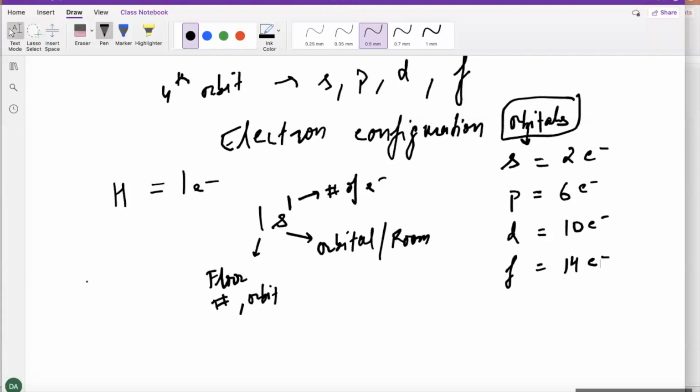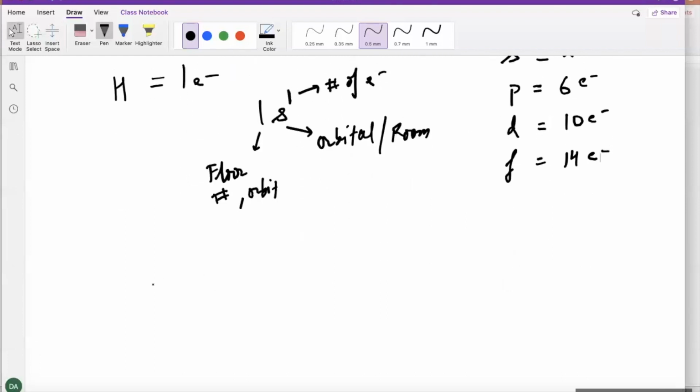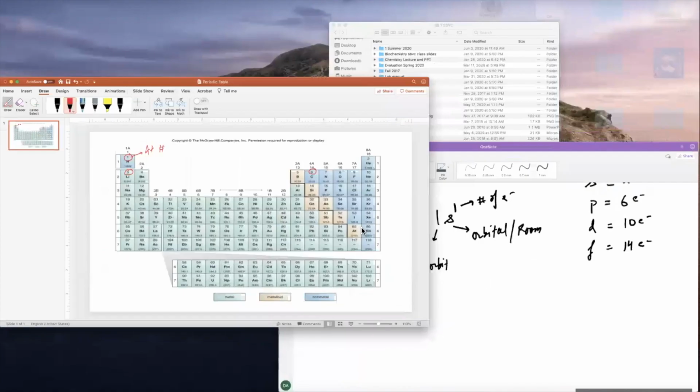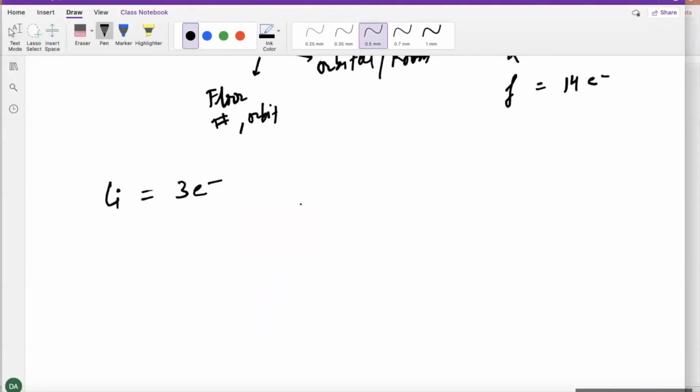Okay, now we did the hydrogen, so now let's do the next example, which is lithium. So guys, lithium has 3 electrons. Again, how do you know it has 3 electrons? You go to the periodic table and you see here lithium has 3. That's 3 electrons. So what do we do?